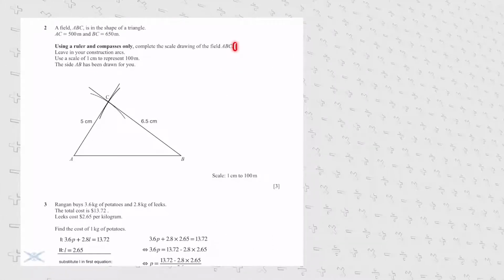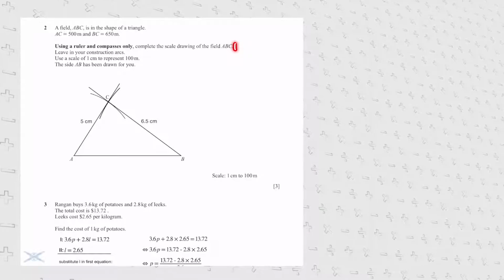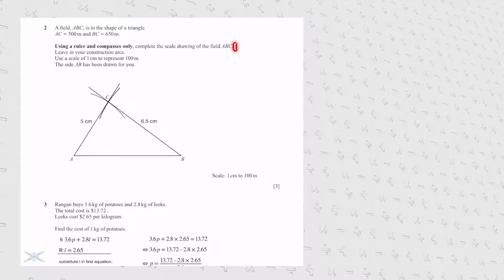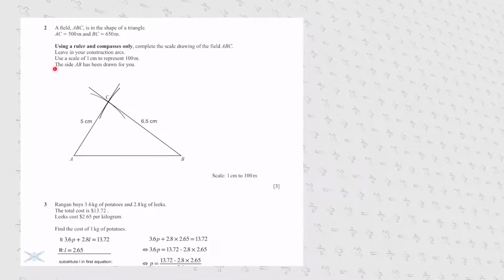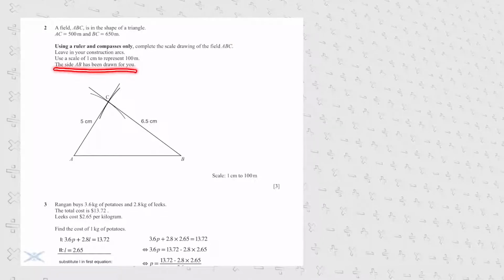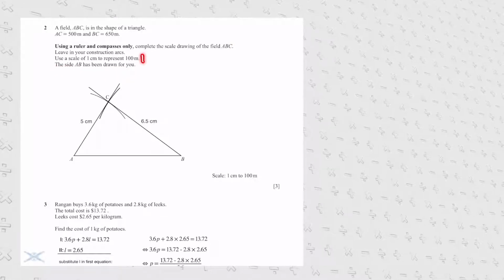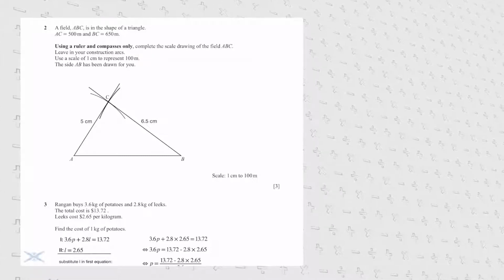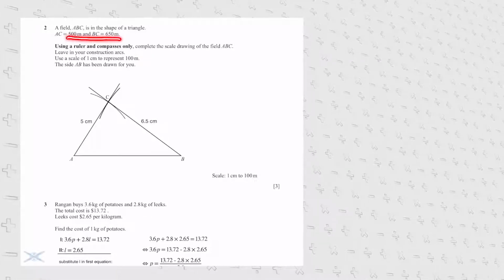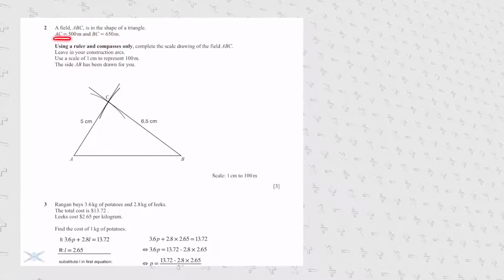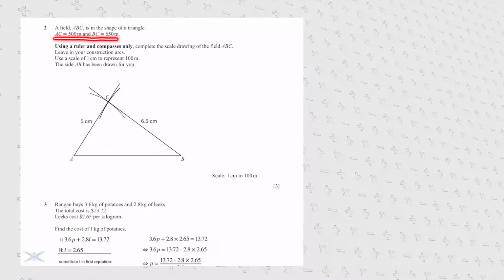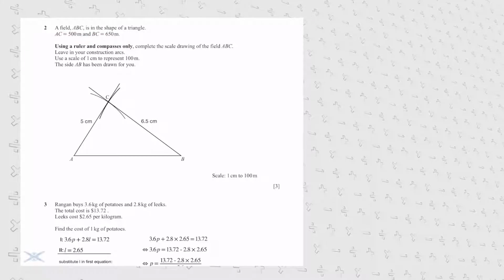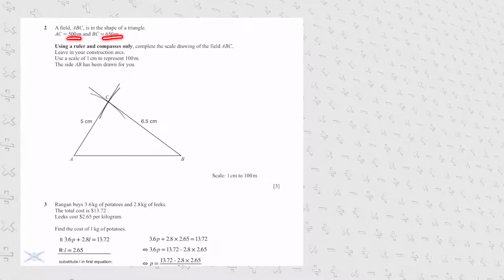In exercise 2, we should use a ruler and a compass in order to complete the scale drawing of field ABC, where the side AB has already been drawn for us. In this case, the scale of 1 centimeter represents 100 meters in reality. So in order to draw our triangle to scale, we need to bring the length of AC as well as the length of BC down to scale. In order to do that, we just divide those two expressions by 100.